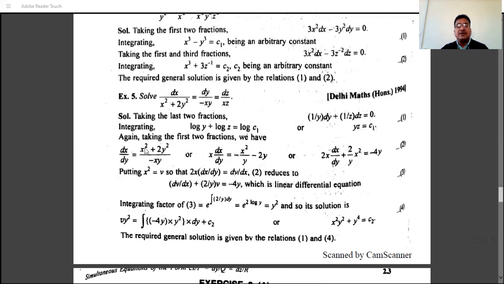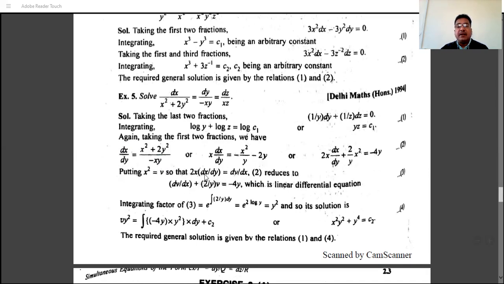It is not in variable separable form, or x dx by dy is equal to minus x square by y minus 2y. Then 2x dx divided by dy plus 2 by y x square is equal to minus 4xy. Then put x square is equal to v. Actually this is the homogeneous differential equation. This is a homogeneous function of degree 2, and that is the method to solve the homogeneous differential equation, a special method.